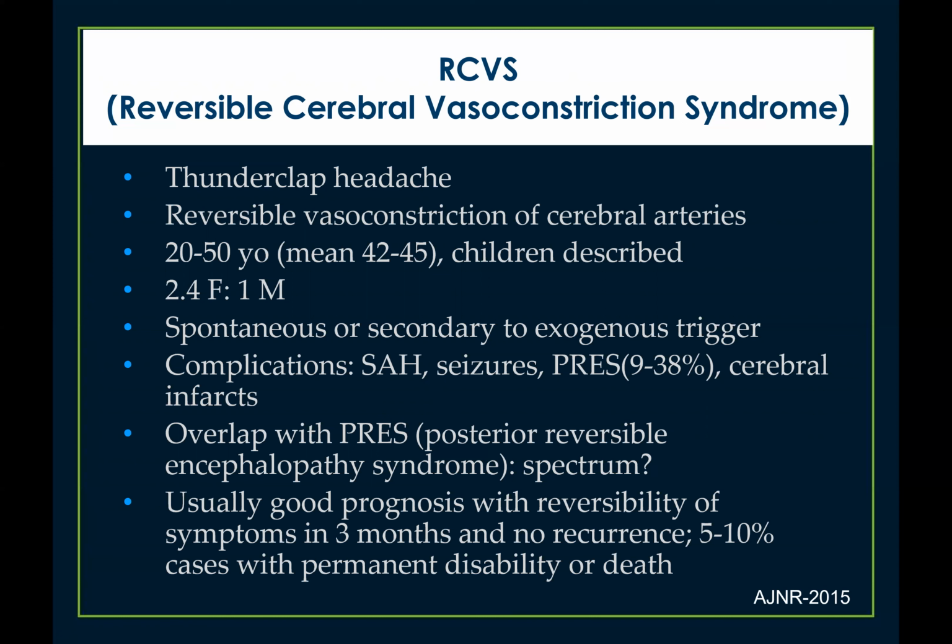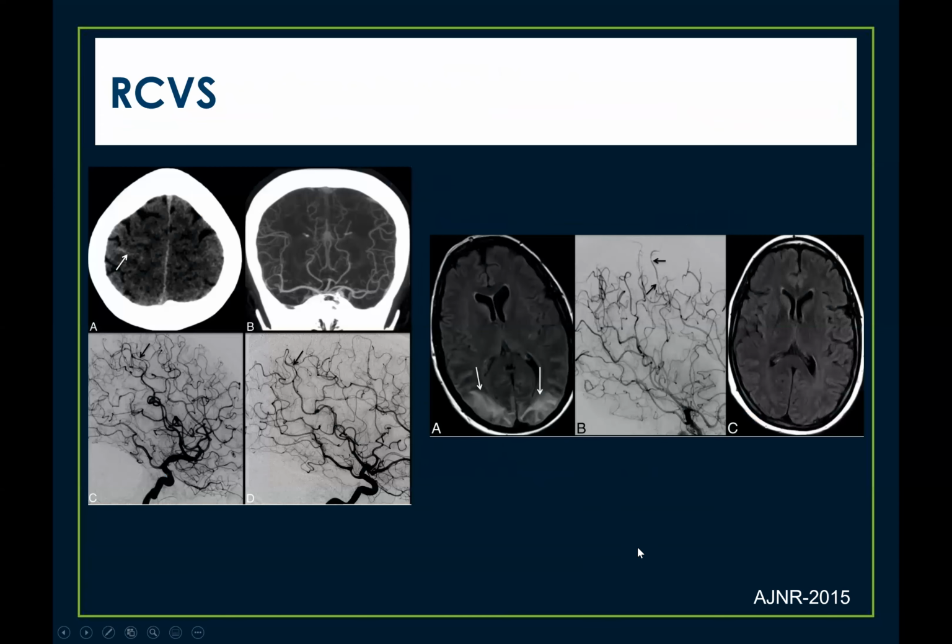Usually the prognosis is good with complete resolution and no recurrence, but 5 to 10% of our patients may have permanent disability or death. Here's a case from the literature: thunderclap headache, CT without contrast showing a small amount of subarachnoid hemorrhage. At presentation, a CTA of the head was normal, but over the course of the disease, we could identify some vasoconstriction, this beaded appearance of the vessels on angiogram, which resolved over time.